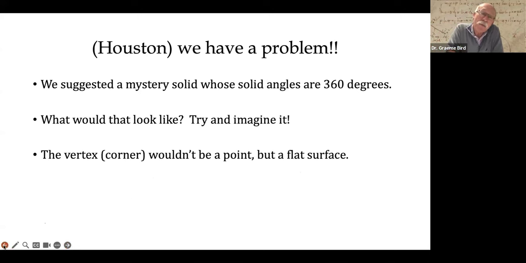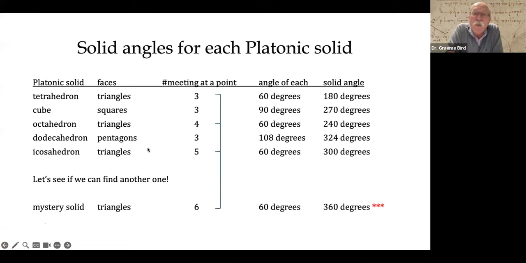Let me just quickly go back. What if we tried 4 squares meeting at a point? 3 squares works. What would happen if 4 squares met at a point? What would the solid angle be? William? 360 again. Yeah. What if we had 4 pentagons meeting at a point? It would be 432. Yeah. And then what if we had hexagons? Well, the internal angle of a hexagon is 120. 3 times 120 is 360, which is good if you're a bee building a beehive or a honeycomb.